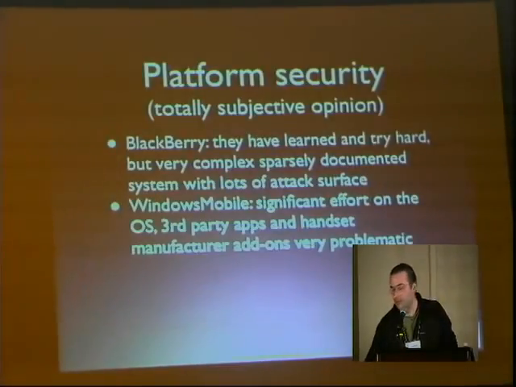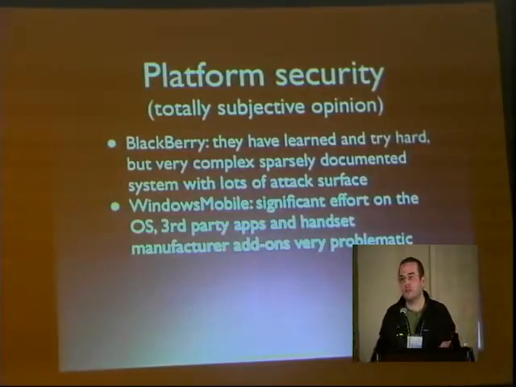But Microsoft is also very responsive, I need to say so. When we come to them with a problem, they're very fast and very responsive. The only problem is if it's handset specific, they need to say, it's the handset manufacturer, sorry.